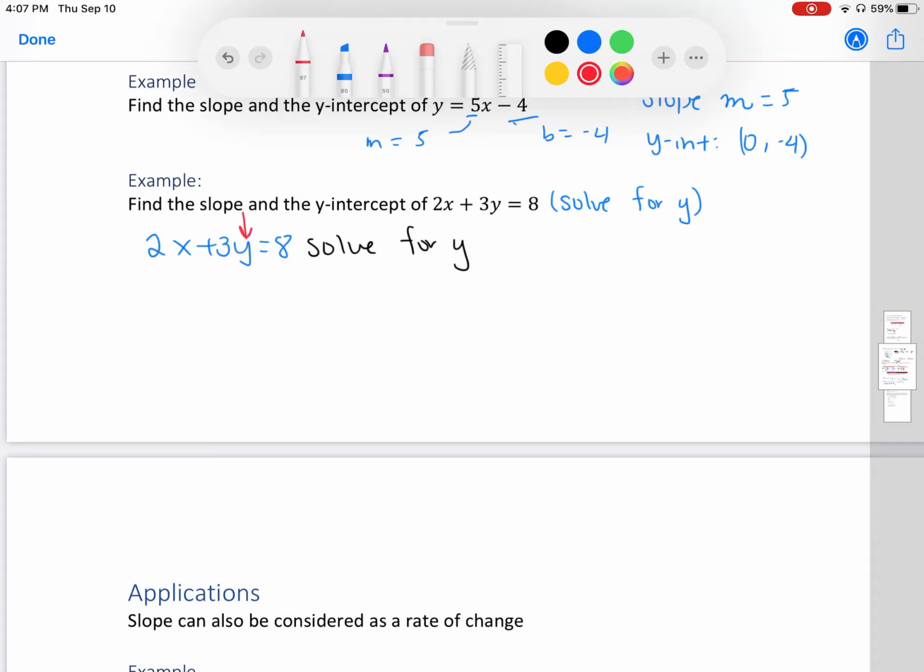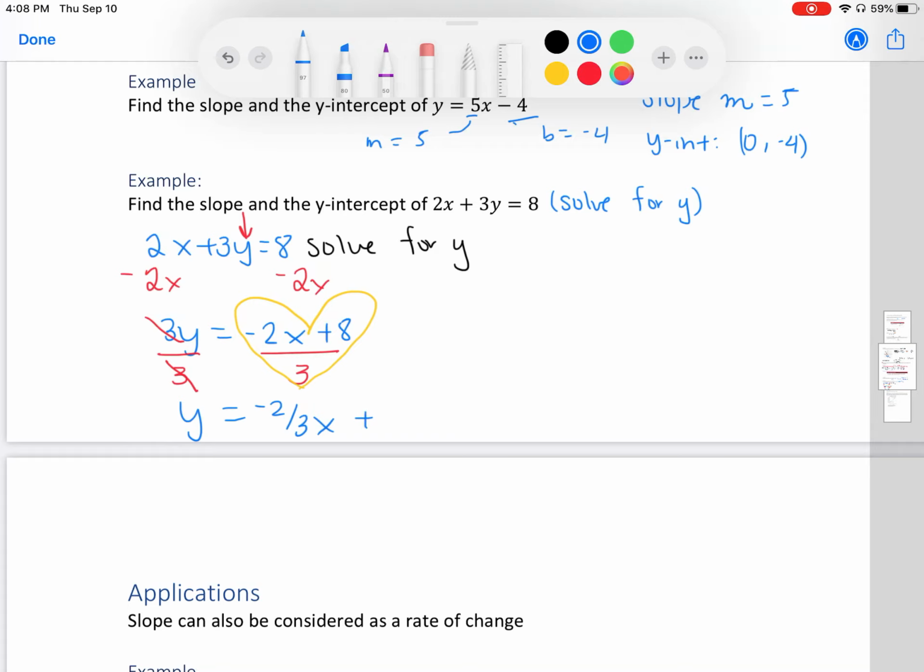Okay, so let's get y by itself. Let's go ahead and move the 2x, minus 2x. And we're left with 3y is equal to, let's write the x first, so I have a negative 2x plus 8. All right, let's go ahead and divide by 3. 3 divided by 3 is 1. So we're left with y is equal to, and then this 3 is dividing each of the terms in our numerator. So I have negative 2 over 3 x plus 8 over 3.